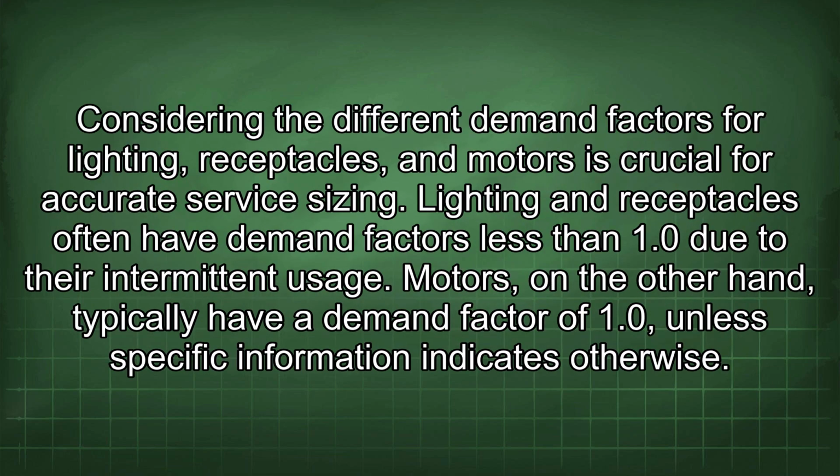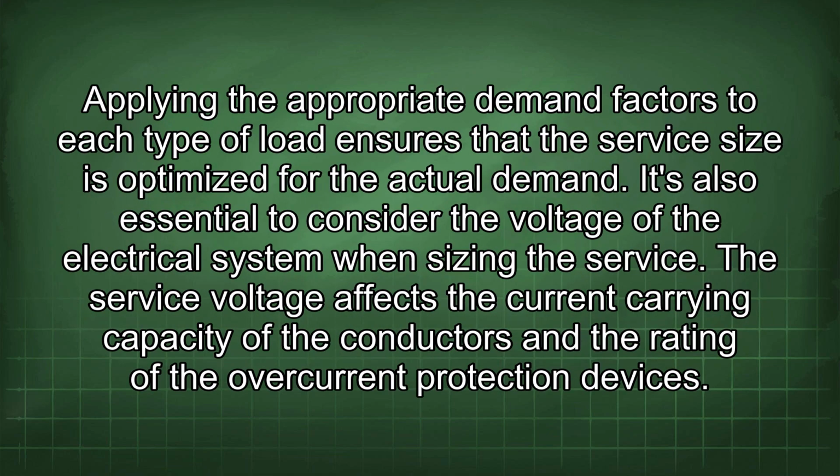Considering the different demand factors for lighting, receptacles, and motors is crucial for accurate service sizing. Lighting and receptacles often have demand factors less than 1.0 due to their intermittent usage. Motors, on the other hand, typically have a demand factor of 1.0, unless specific information indicates otherwise. Applying the appropriate demand factors to each type of load ensures that the service size is optimized for the actual demand. It's also essential to consider the voltage of the electrical system when sizing the service.